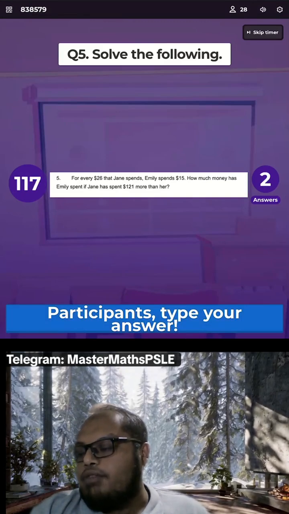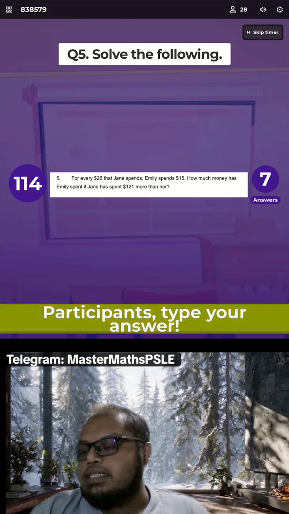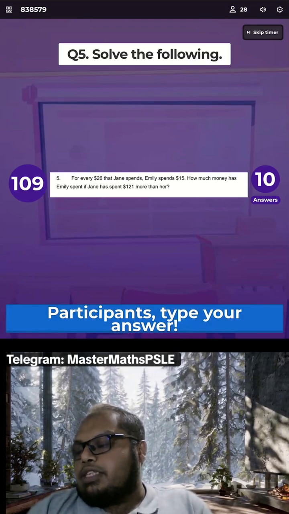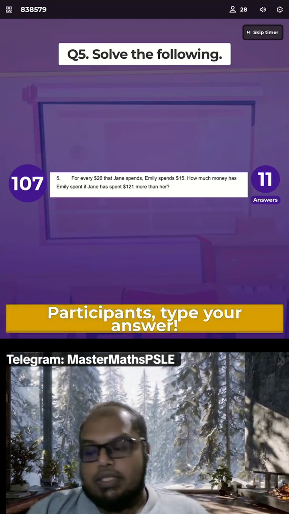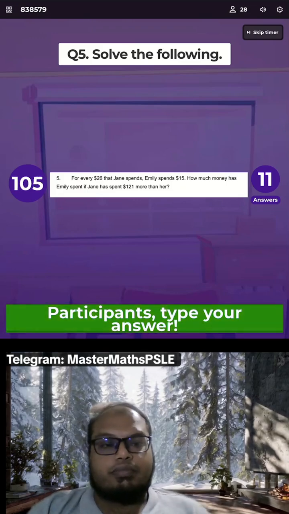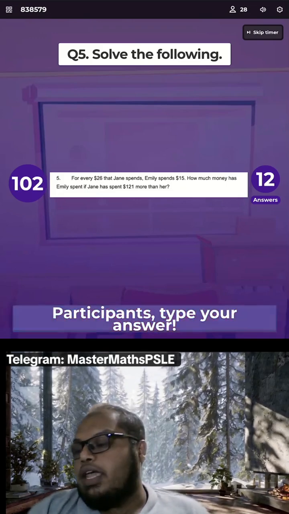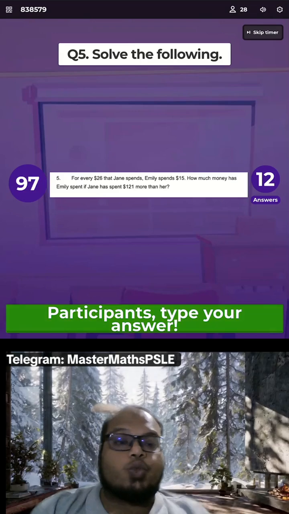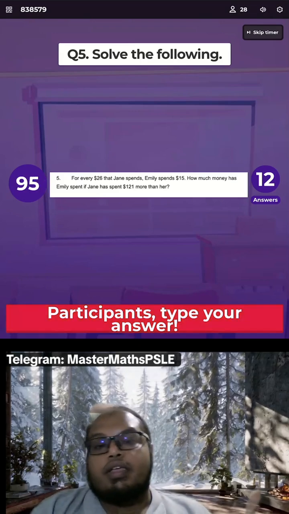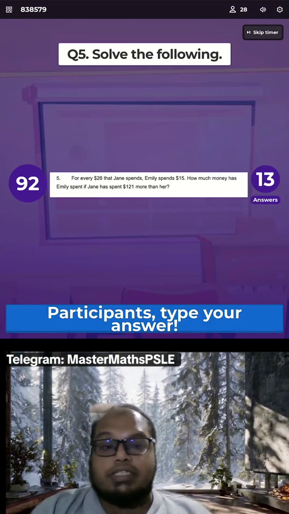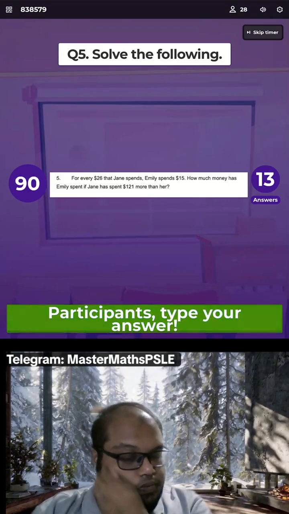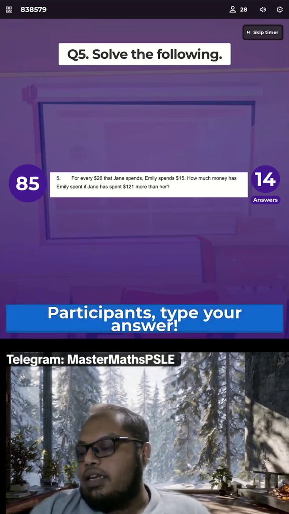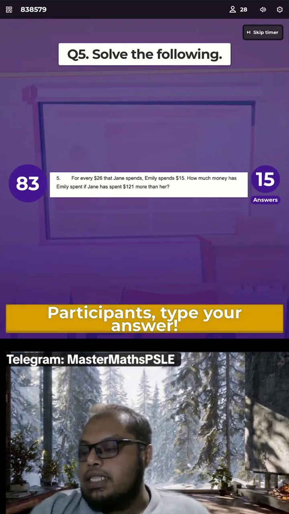For every $26 that Jane spends, Emily spends $15. How much money has Emily spent if Jane has spent $121 more than her? So for this question now, they are providing you the difference. Just now was the total distance that they covered. Now it's about the difference. So using the difference, find how much money Emily has spent.